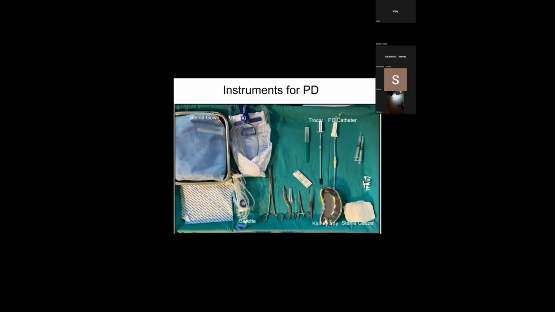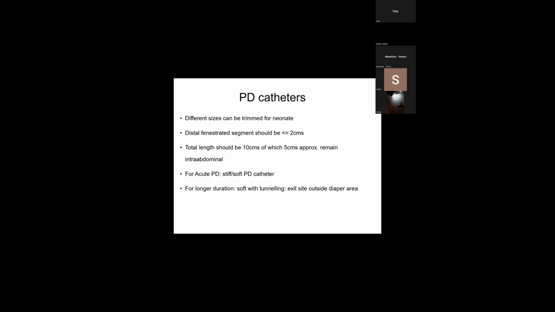Now, coming to instruments for peritoneal dialysis. From the right side, first is the PD catheter with trocar, then urobag, then sterile gown, then spinal sheet, then burette, then kidney tray, and sterile gauze and trivim. So what catheters are used for peritoneal dialysis? Different sizes can be trimmed and modified according to the size of the neonate. We just have to keep in mind that the distal fenestrated segment should be less than or equal to 2 centimeters. Total length should be 10 centimeters, of which approximately 5 centimeters remain intra-abdominal.